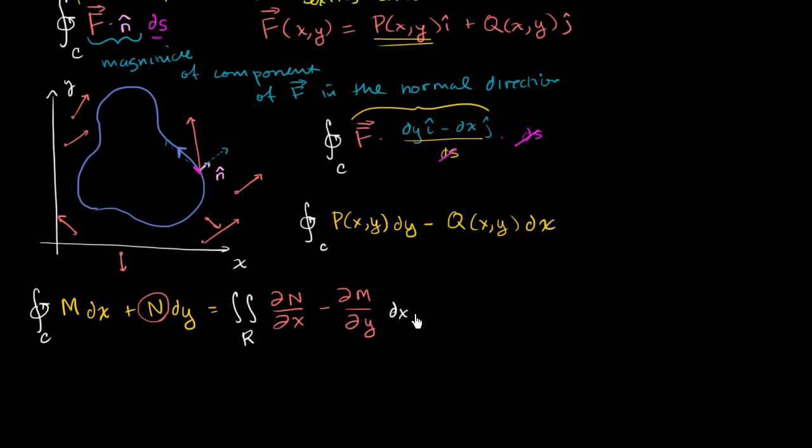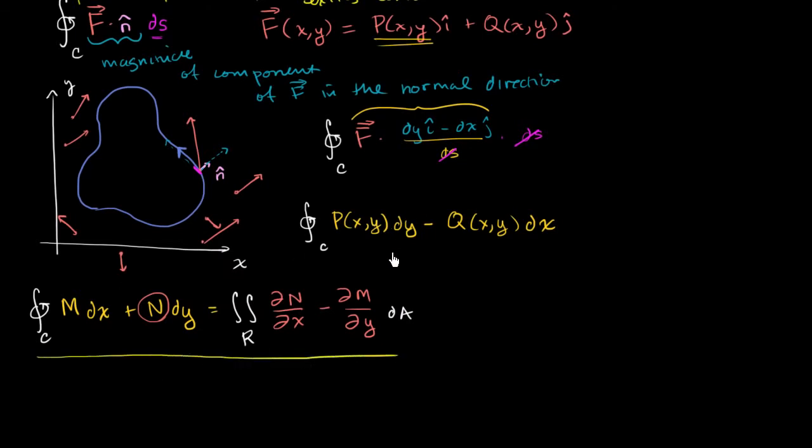I'll write dx, dy, or it could be dy, dx. Actually, let me just write dA here. So since we're speaking in generalizations, where dA is an infinitely small little chunk of area. So this right over here is just a restatement of Green's theorem. So we already know this. This is a restatement of Green's theorem.